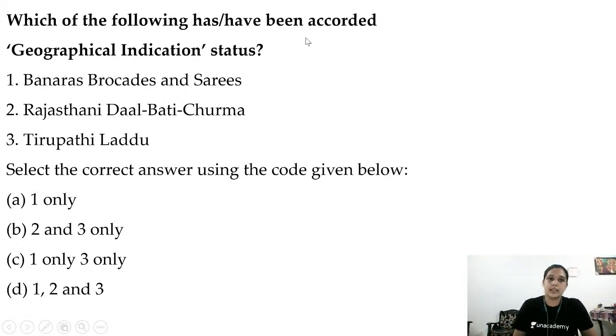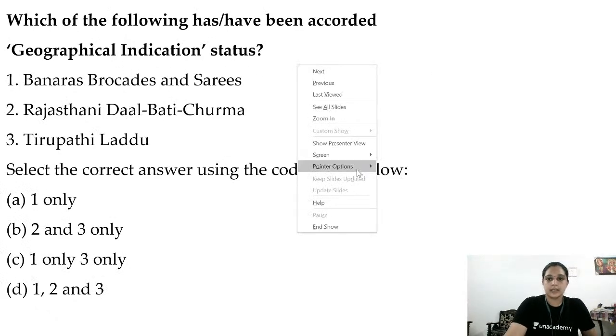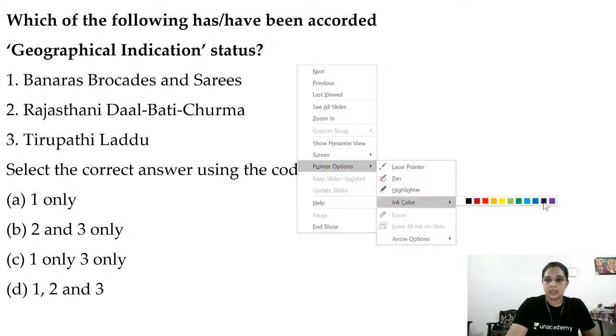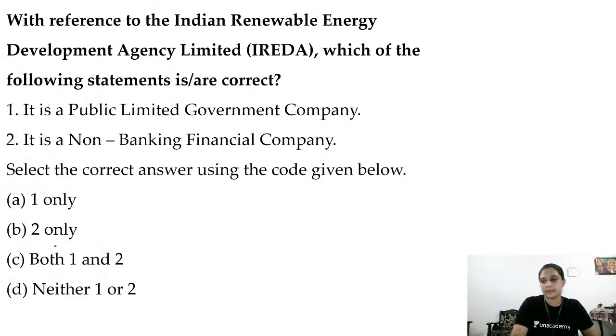Which of the following have been accorded the geographical indication status? This was again current affairs, that year's current affairs. Tirupati Laddu, Banaras brocades and saris, Rajasthani Dal Bati Churma. That year they gave the geographical indication status to Banaras brocades and saris and Tirupati Laddu. So it was a current affair that year. Okay. Yes.